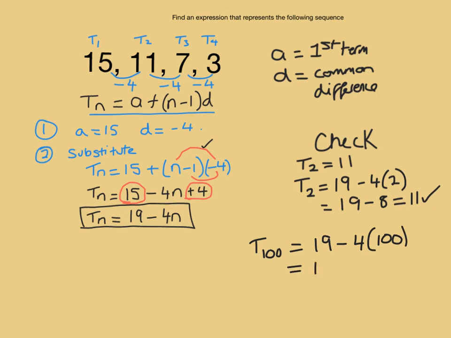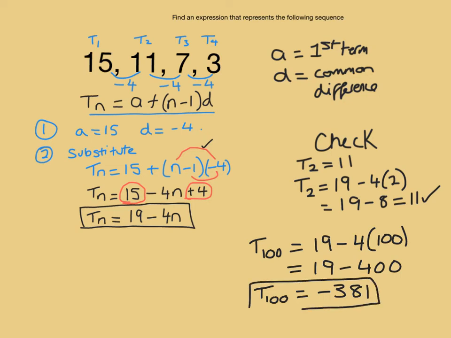And what I'll get is 19 minus 400, which when I pop that into a calculator, I get T100, the 100th term, is equal to minus 381. Can you imagine if you had to list out all 100 terms to go back as far as minus 381?